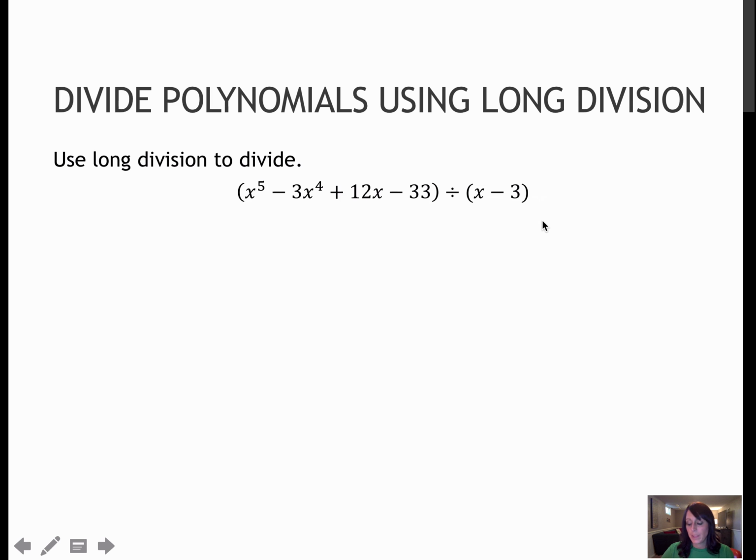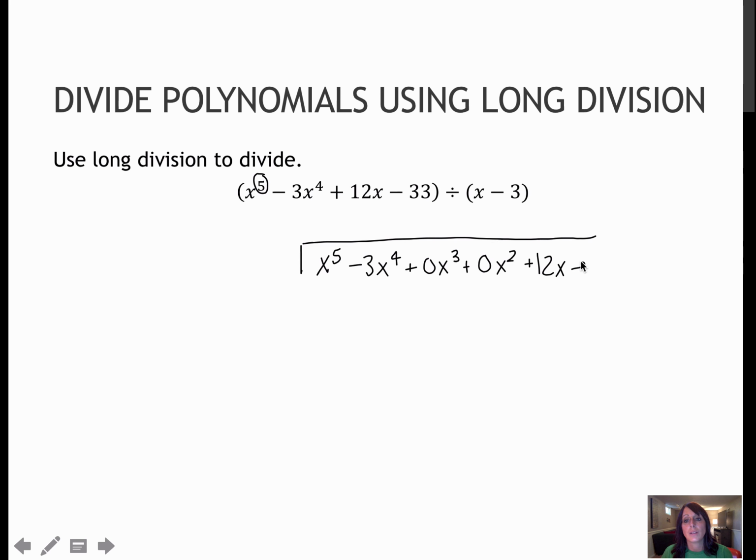Let's try another one. Again, I warned us at the beginning, when we use long division, on the inside, we have to make sure that I go from 5 every step all the way down to 0. So x to the 5th minus 3x to the 4th. Notice there's no x to the 3rd, so I'm putting a placeholder. There's also no x to the 2nd, so I'm putting a placeholder. The rest of them I'm going to write just as they are. Notice also that this is in standard form from highest to lowest. On the outside, x minus 3.